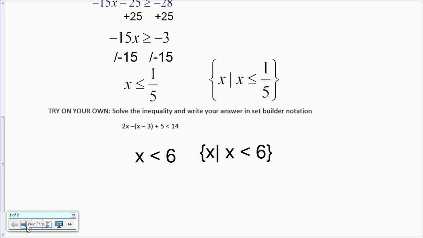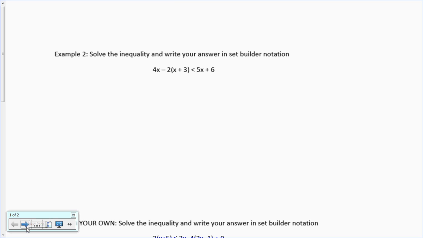Okay? Hopefully you guys are checking your answers when you do these, because that's going to be a big help. Okay? Example 2, solve the inequality and write your answer in set builder notation. So we got a few more things. We've got distributing, we might have combining like terms over here, we definitely have variables on both sides. Okay, so there's going to be a few more steps, but it's nothing too terrible.